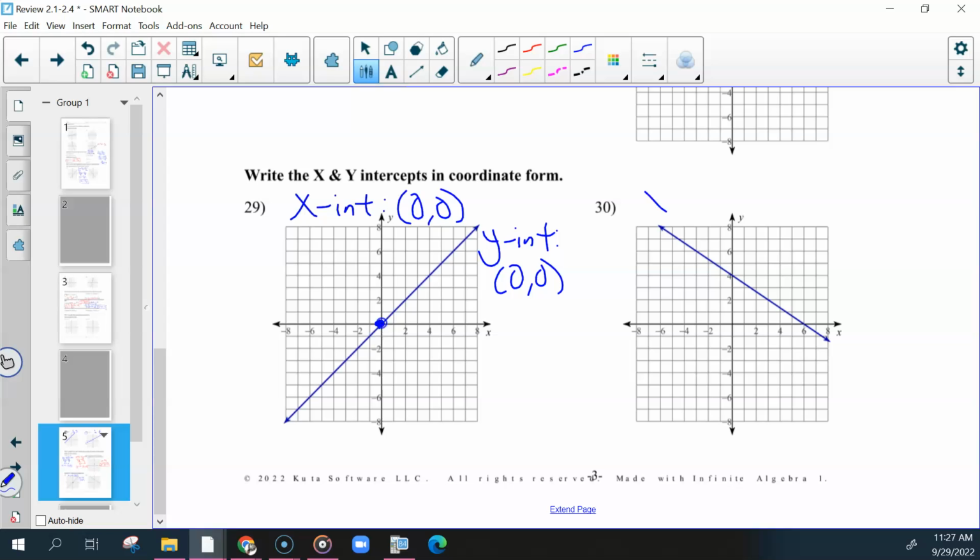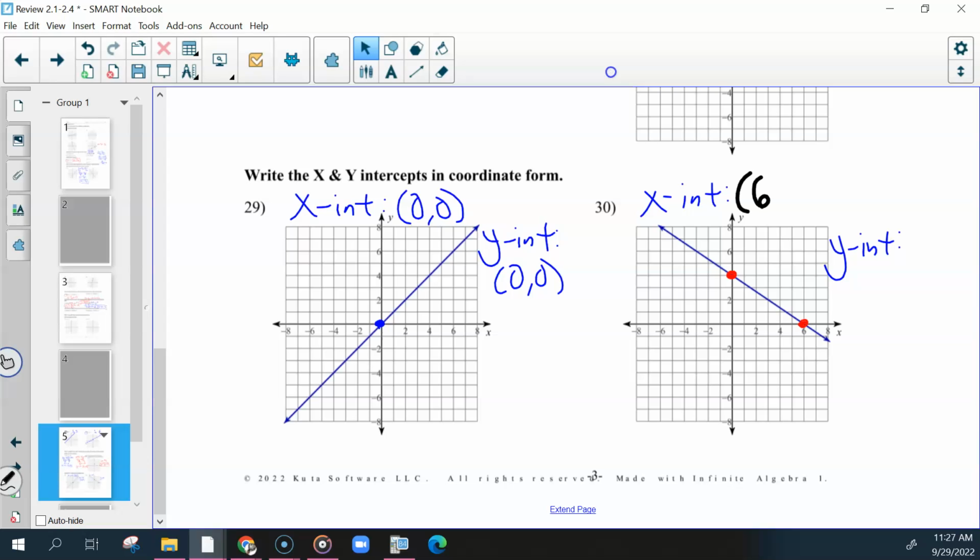Same thing, we have to write what our x and y intercepts are. Find them on your graph. Wherever your line crosses your x and y axis, that would be your x and y intercept. So for your x-intercept, that would be at the point 6, 0. Your y-intercept would be at the point 0, 4. Any others?